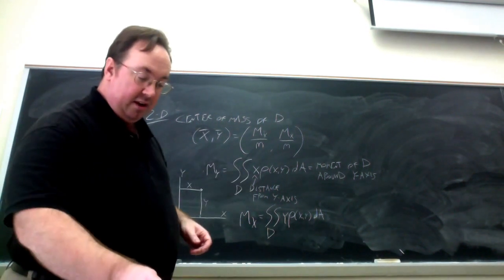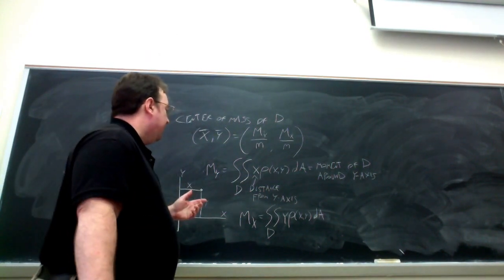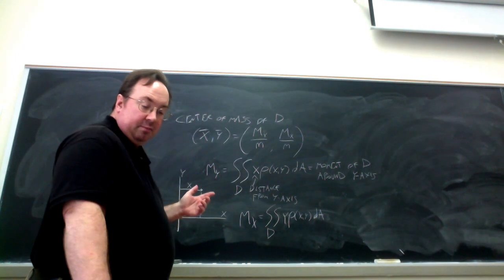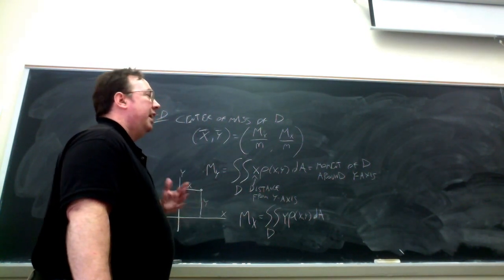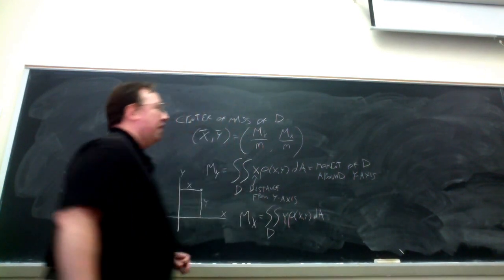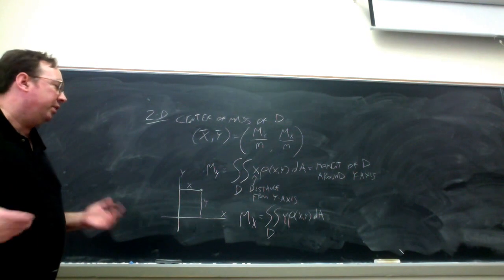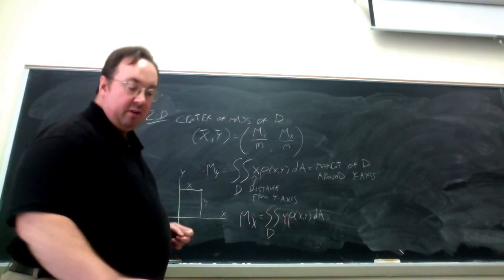Now, so what we get is, so these come from formulas for the moment of a point mass around an axis, and we just do that for every single point in the entire object. So integrating them gives us these two moments for all of D.